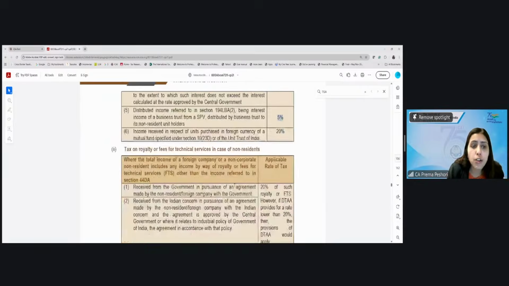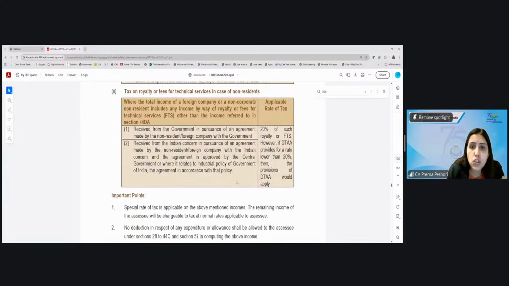What is the tax rate for royalties and FTS? It is 20% or the rate under the DTAA. Okay. So these are the special rates of tax. These are on the gross basis, meaning no expenditure is allowed against such incomes. The deduction under Chapter 6A is not available in respect of dividend and interest.